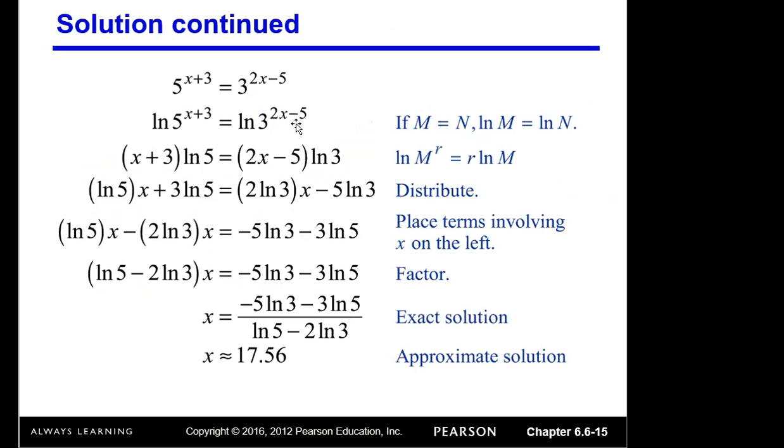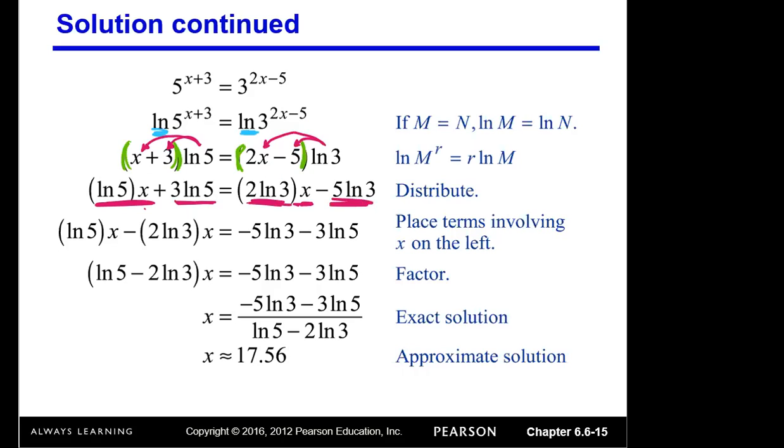Okay, so you can see that they took the log of both sides right here. Log of this, log of that. Then they moved the x plus 3 to here, and the 2x minus 5 to here. And then they distributed the natural log of 5. So they took the natural log of 5 times x, and then the natural log of 5 times 3, so 3 natural log of 5. Same thing over here. It's 2 natural log of 3, and then they put the x out here because you're solving for x. And then here, 5 natural log of 3.